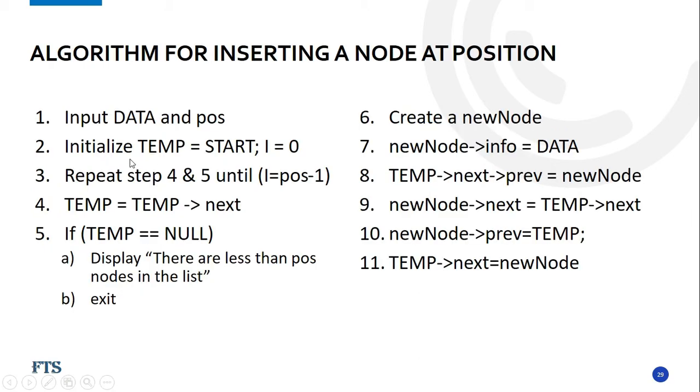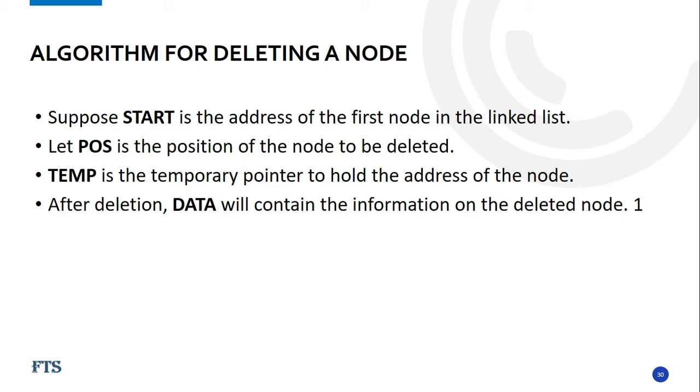To insert at any position, input data and pos. Then initialize temp to be equal to start, the first node, and i should be equal to 0. Repeat steps 4 and 5 until i is equal to pos minus 1. Temp should be equal to temp next. If temp is equal to null, display there are less than pos nodes in the list. So let's create a new node. New info should be equal to data. Temp next previous should be equal to new node. New node next should be equal to temp next. New node previous should be equal to temp. Temp next should be equal to new node.